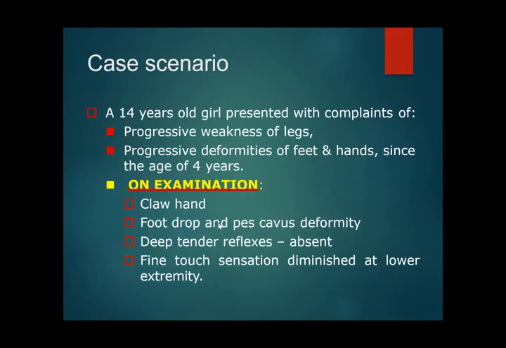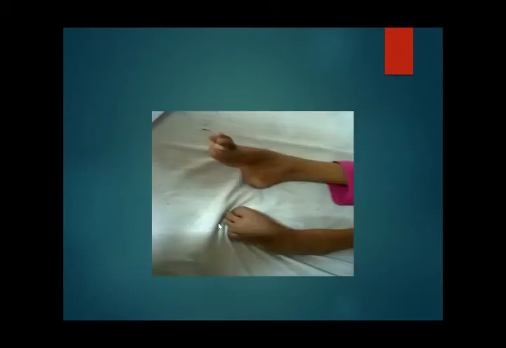You can see this is pes cavus deformity, there is wasting of the distal leg muscles, and there is claw hand deformity. This is Charcot-Marie-Tooth disease, HMSN type 1, a genetically and clinically heterogeneous group of inherited disorders of the peripheral nervous system characterized by progressive loss of muscle tissue and sensory impairment across various parts of the body. And the prevalence is 3.8 in 100,000 patients.